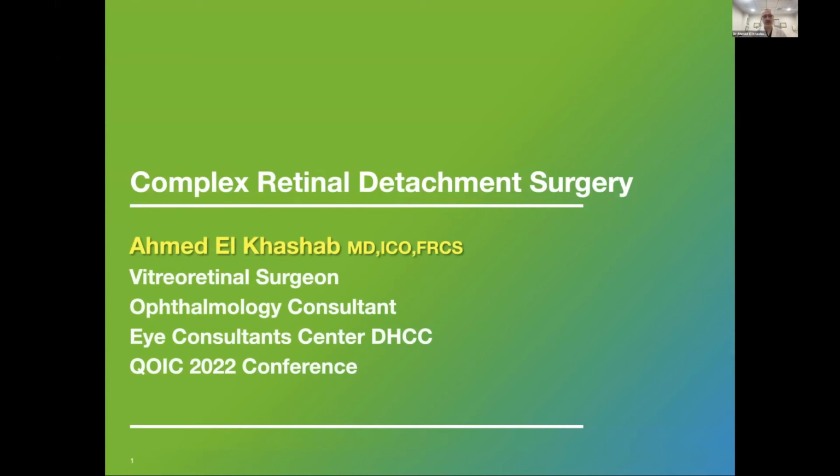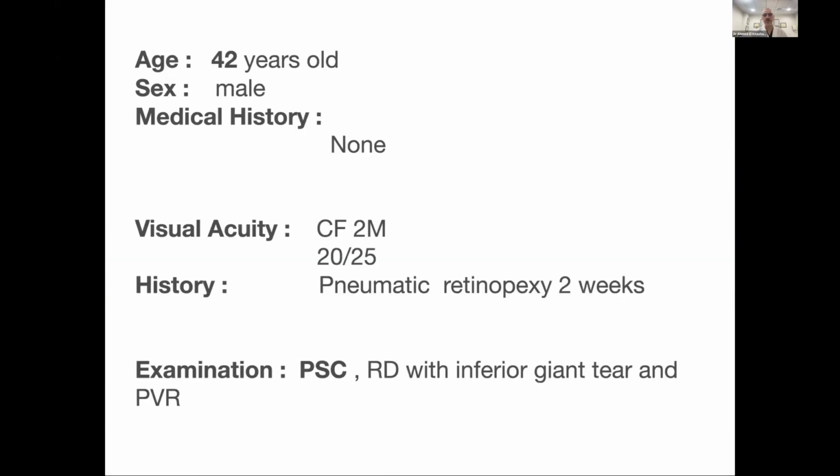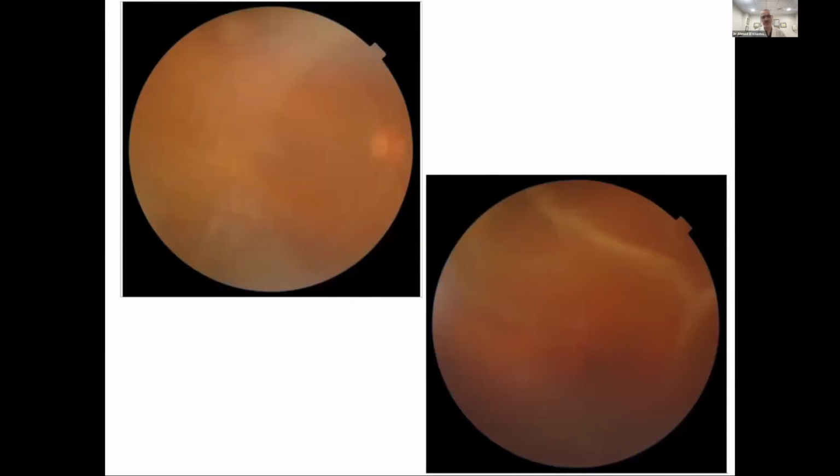Great. So I have a couple of brief cases. This is a 42 year old male patient with no medical history. Visual acuity at presentation was counting fingers at 2 meters. The history is that he had a retinal detachment with superior 2 tears, and for that he had pneumatic retinopexy 2 weeks earlier in another hospital. By examination, there was a posterior subcapsular cataract and retinal detachment with an inferior giant tear, epiretinal membrane and PVR. So this is the image at presentation.